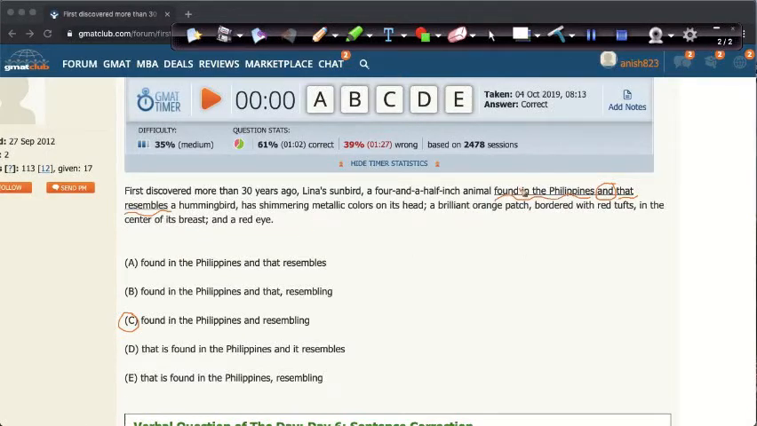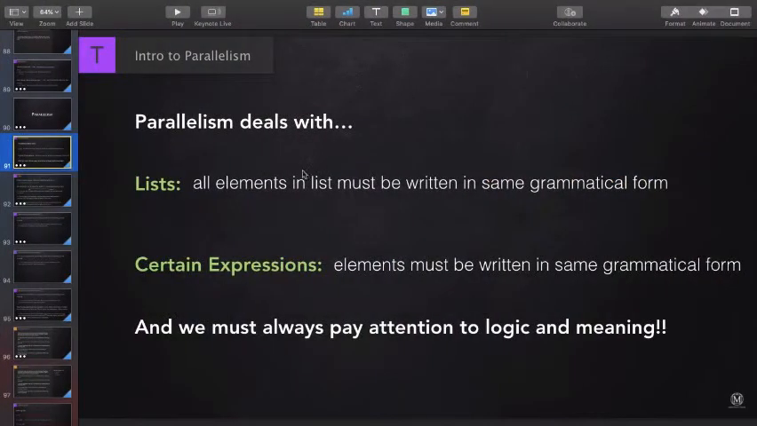Great, so now looking back here, I want to be thinking about parallelism lists. If you don't remember, you probably want to go back and review the theory here. But a quick review is we have two types of parallelism: parallelism in lists and parallelism with certain expressions. The key to parallelism is that all elements have to be written in the same grammatical form.